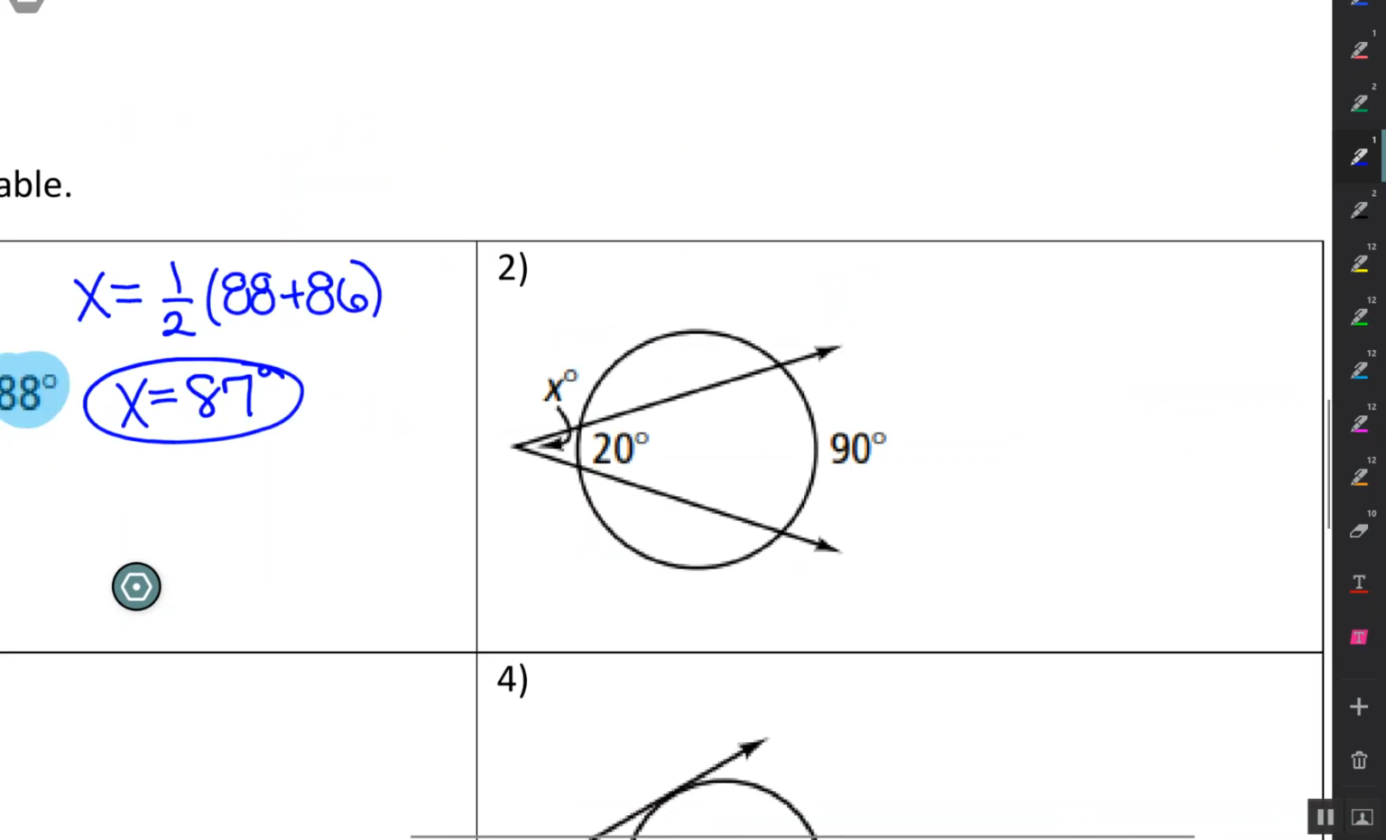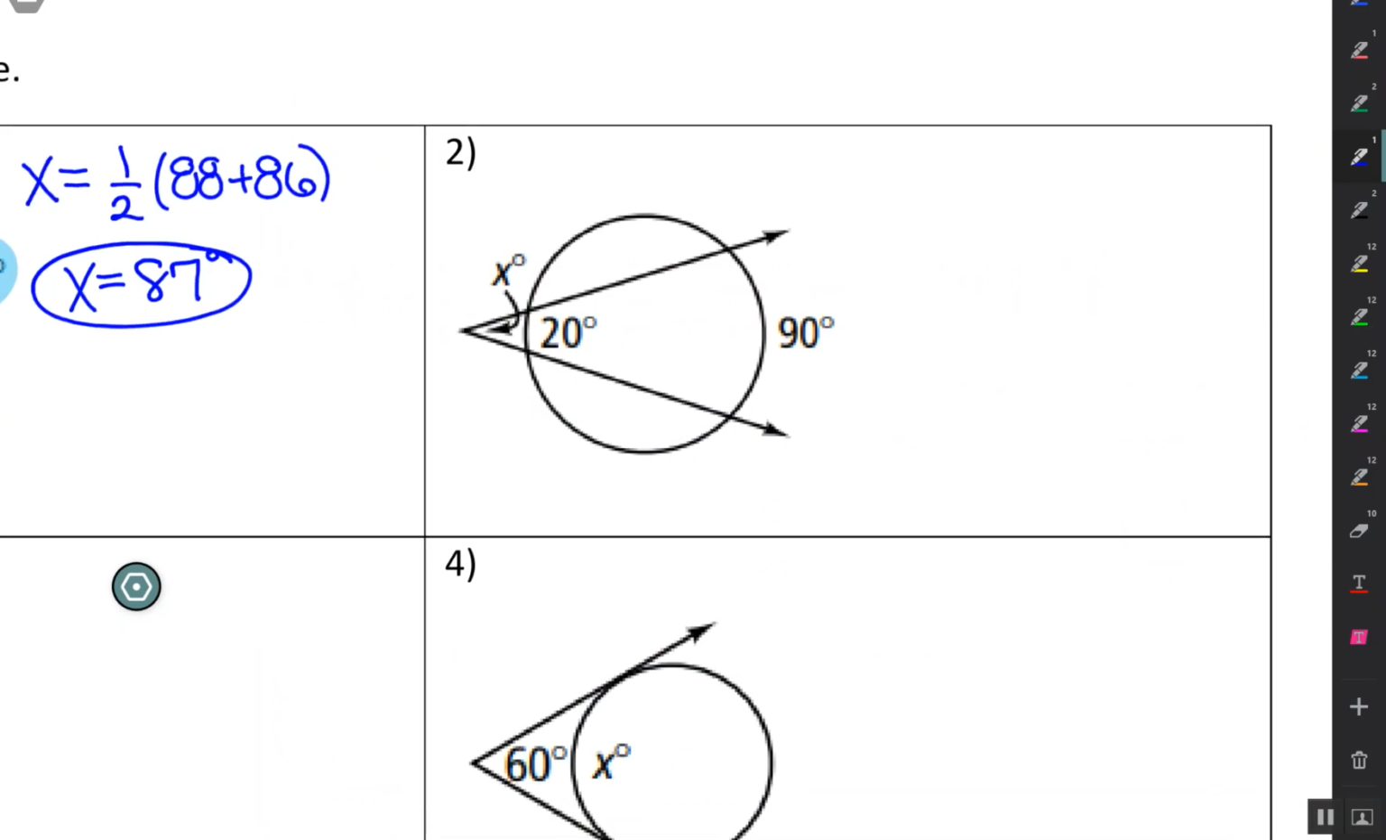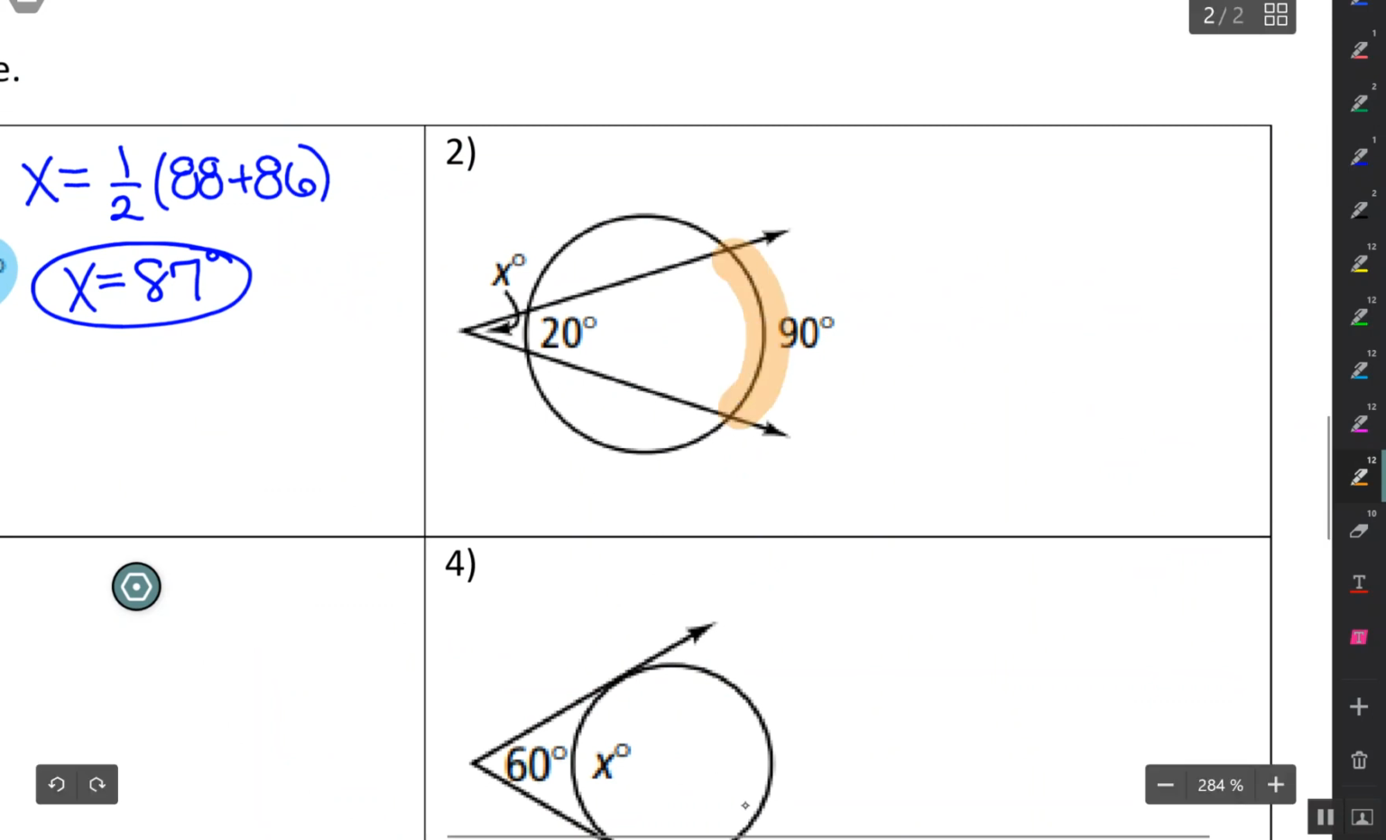Okay, let's take a look at number 2. This is a case where we have the angle on the outside. It's created by two secants. So we have a big arc, which is 90 degrees, and we have a little arc, which is 20 degrees. This is the formula where we do the big arc minus the little arc cut in half. So the angle x, which is what we're looking for, is going to be equal to 1/2 the big arc, which is 90, minus the little arc, which is 20. So we subtract, and we cut it in half.